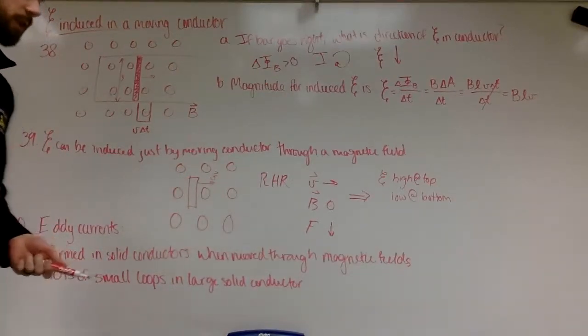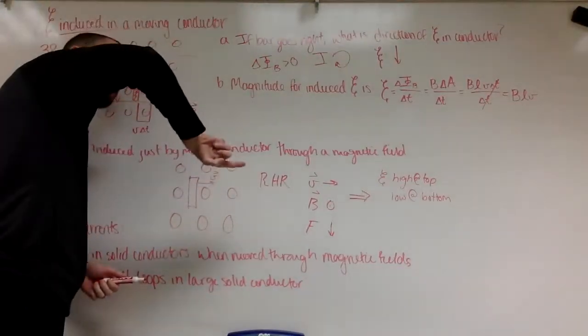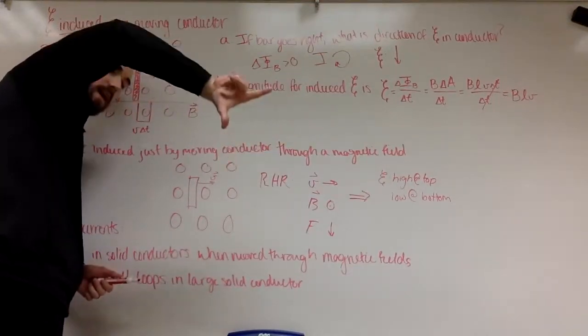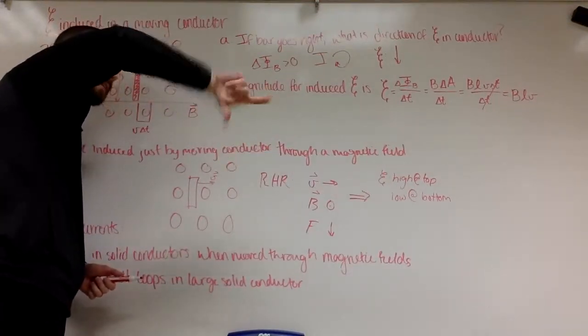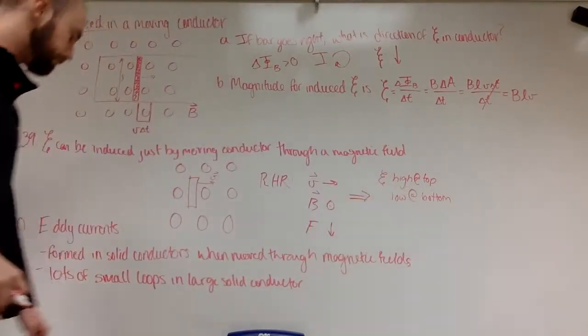And to figure out which direction it's going to go, you just use your right-hand rule. So velocity is moving this way. Magnetic field is coming out of the board, meaning my force is going to be down. Meaning the direction that positive particles will feel in this is pushed downward. So we have a high EMF at the top, low EMF at the bottom.